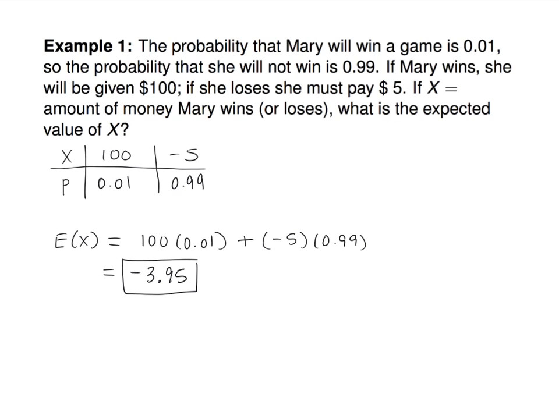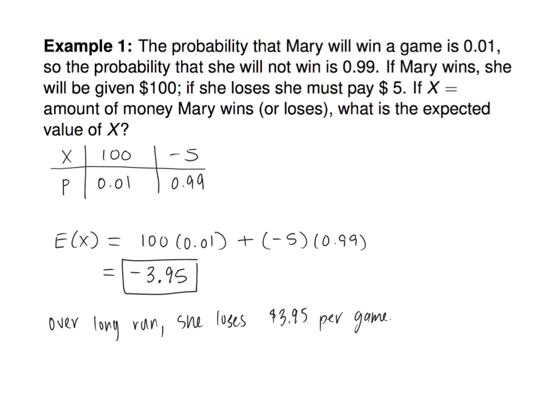So first of all, does the whole calculation of x value times probability make sense? You can do it? Okay, and what does this mean? This means that over the long run, she loses how much per game? $3.95.